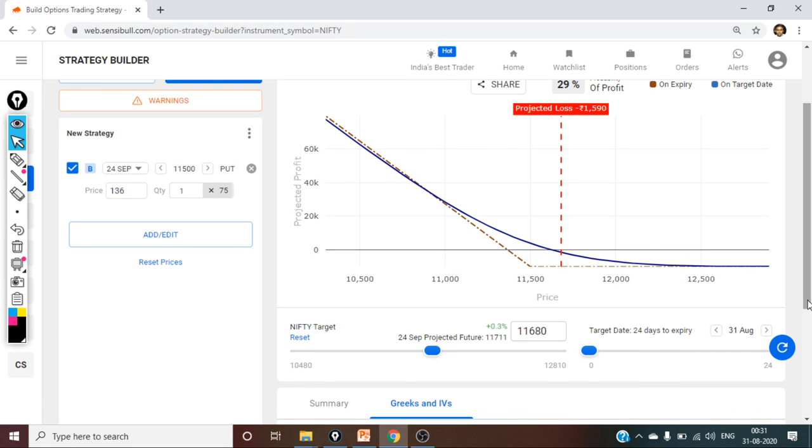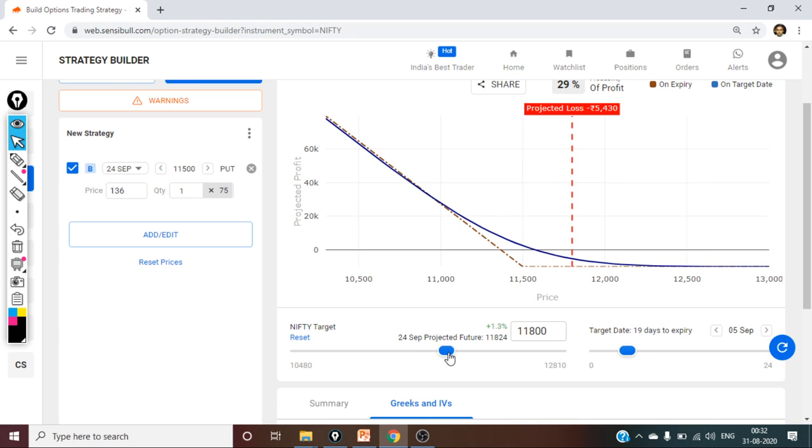Right now there is no problem. We are bearish, we buy the put option. In the next few days, what happened? In the next few days, let's say Nifty shows bullishness and starts moving in the upward direction.